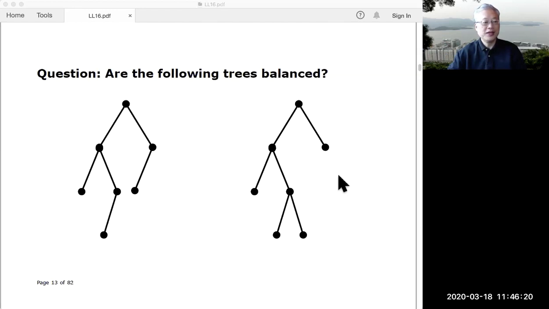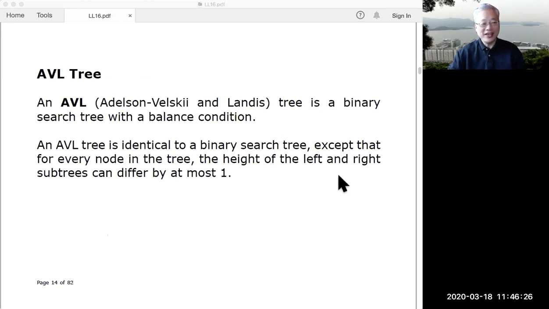So the main topic for today's lecture is AVL trees. AVL tree was invented by two people, so it is named after these two people. Nowadays we only call it AVL tree for short. So what's an AVL tree? We say an AVL tree is identical to a binary search tree, except that for every node in the tree, the height of the left subtree and the right subtree can differ by at most one. So that means an AVL tree is a balanced binary search tree.